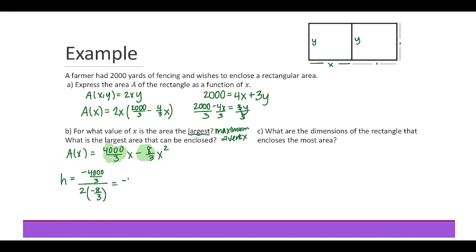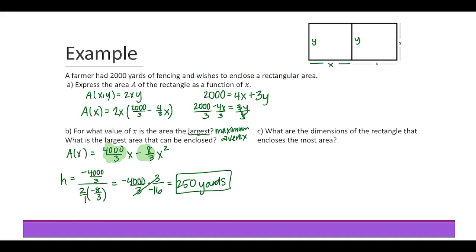So that's going to give me negative 4,000 over 3 times, now on the bottom I have negative 16 over 3 if I multiply, but I'm going to multiply by the reciprocal. Instead of dividing by negative 16 over 3, I'm going to multiply by 3 over negative 16, so that the 3 cancels, and then I'll reduce this to its lowest terms, which is 250. So for what value of x is the area the largest? When x equals 250, and that's going to be 250 yards.